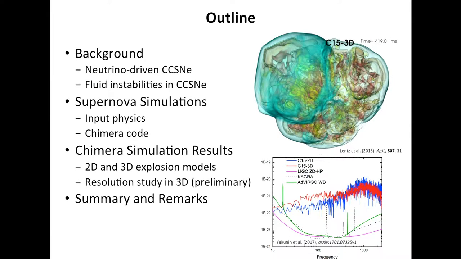Talk a little bit about the Chimera code, and then talk about simulations of neutrino-driven explosions in two dimensions and three dimensions. And I'll point out some key differences between the two and three dimensional simulations. Some preliminary results on a numerical resolution study employing full physics simulations of core collapse supernovae. And then conclude with a summary and some remarks.